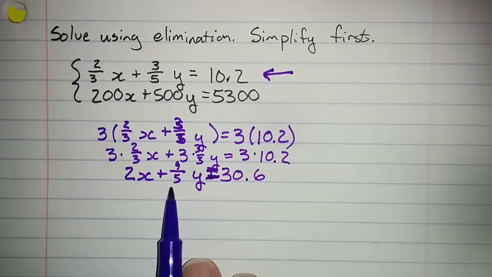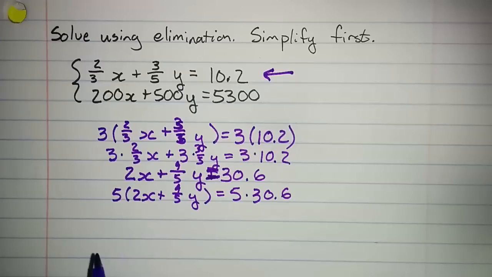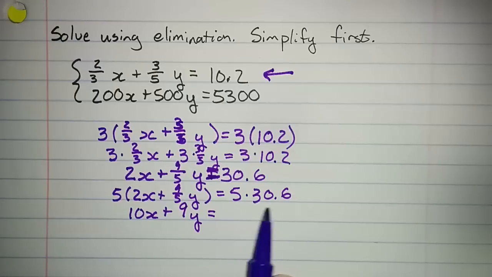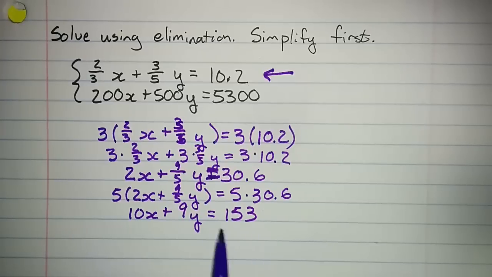Now I'm going to get rid of these fifths. I'd like to multiply both sides by 5. 5 times 2x, that's going to be 10x. 5 times 9/5 y, that's going to be 9y. 5 times 30.6, that's going to be 153. So that multiplication got rid of the decimal on the right.